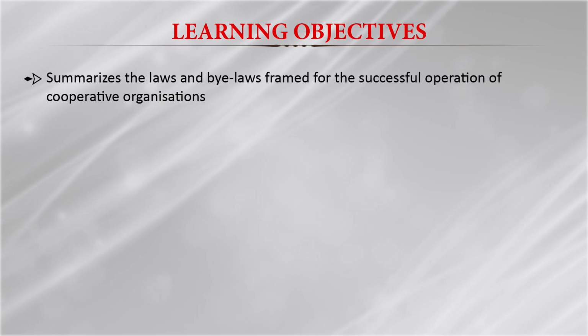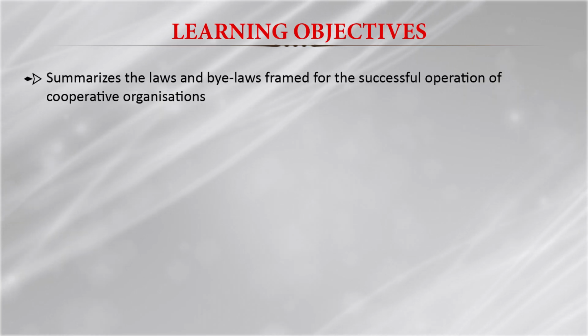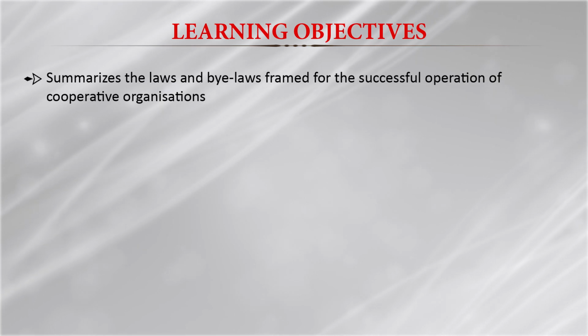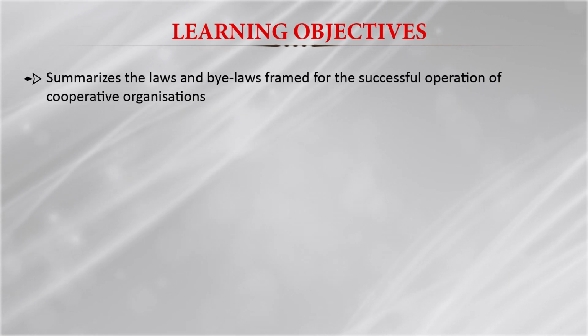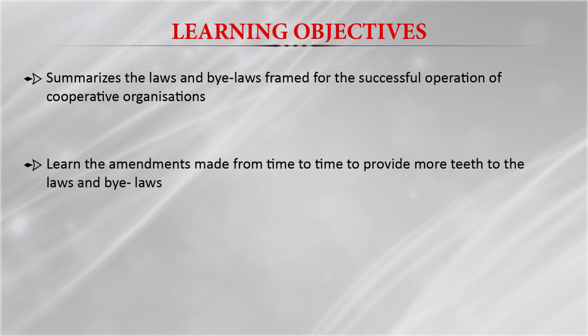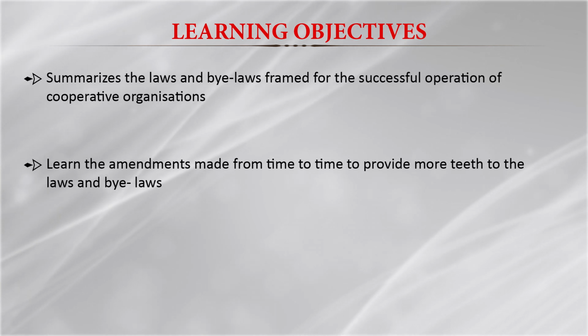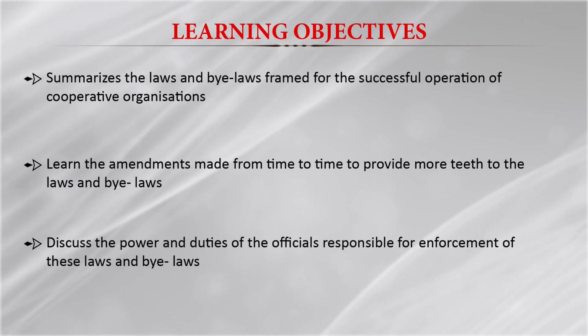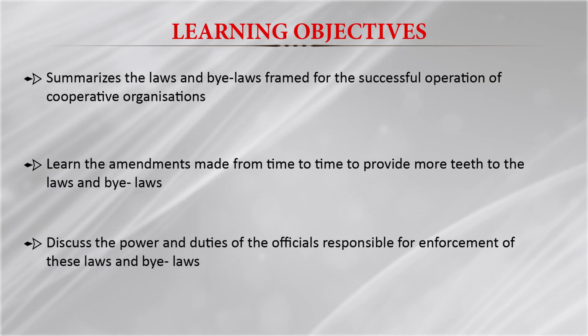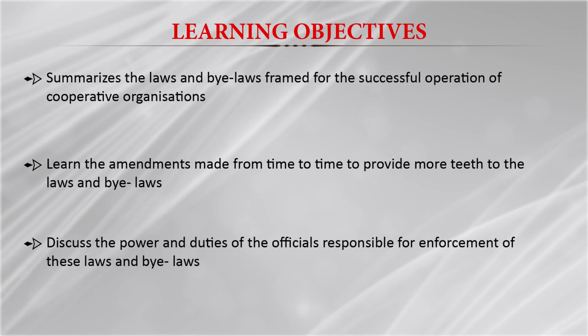In this session, we are going to have three objectives. The learning objectives of this session are to summarize the laws and bylaws framed for the successful operation of cooperative organizations, then learn the amendments made from time to time to provide more teeth to the laws and bylaws, and discuss the powers and duties of officials responsible for enforcement of these laws and bylaws. Let's start with the cooperative laws.